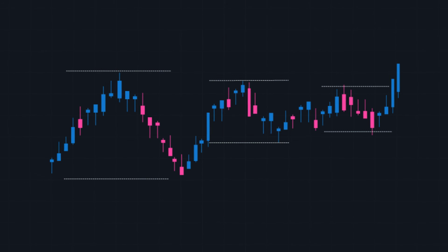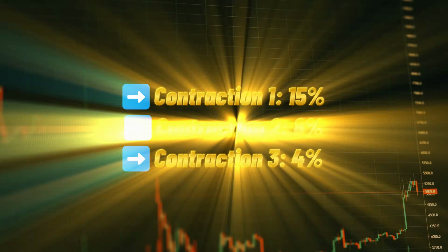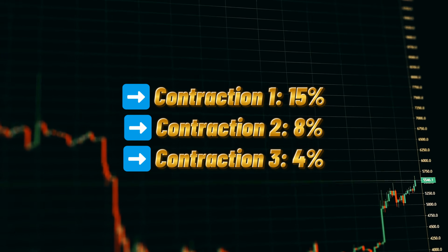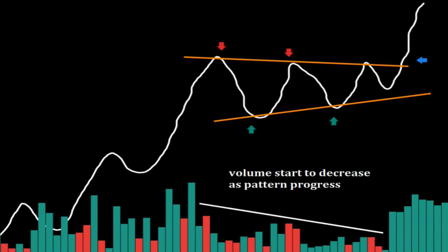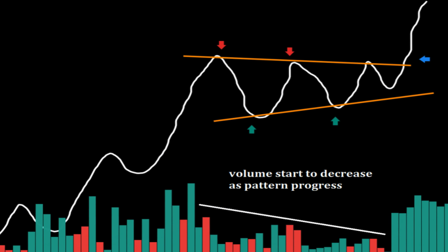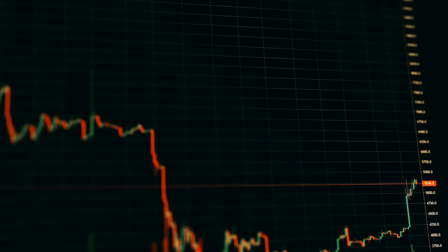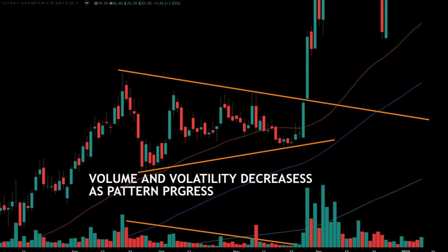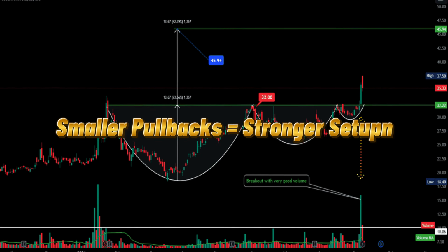The pattern typically shows 3 or more contractions, with each pullback becoming shallower than the last, often starting around 15%, then reducing to 8%, and finally to just 4% or less. This decreasing volatility, combined with declining volume, indicates that sellers are becoming exhausted while buyers are quietly accumulating shares. It's this precise combination of price contraction and volume decline that creates the perfect conditions for explosive breakouts.